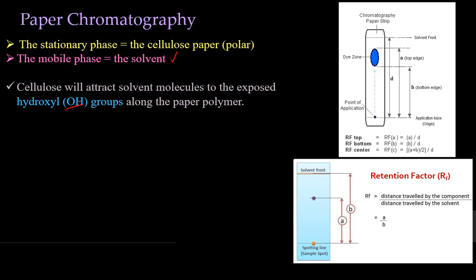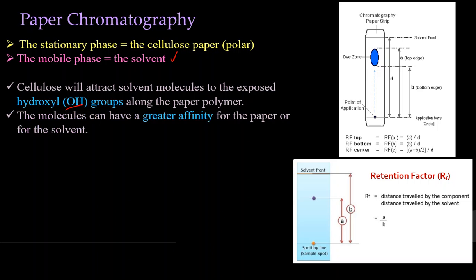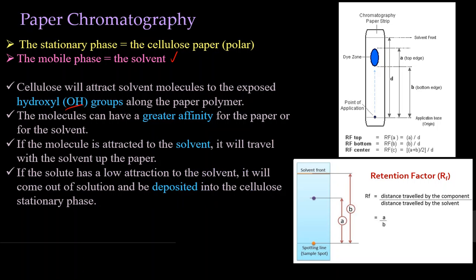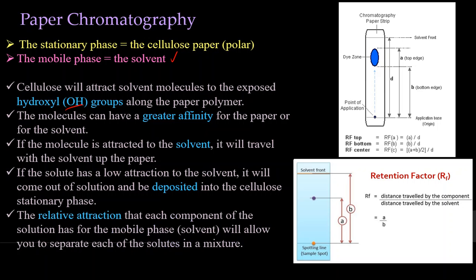All right, so what you're going to see here is the molecules that have greater affinity for the paper than they do for the solvent, they're going to stay put. If they creep up with the solvent, they're going to have more affinity and have more similar forces to the solvent. So if the molecule is attracted to the solvent, it will travel up the paper. If it has a low attraction to the solvent, it will deposit onto the cellulose paper. That means it has more similar attractive forces to the one on the paper. And the relative attraction to each compound, either the mobile phase or the stationary phase, separates out the mixture.